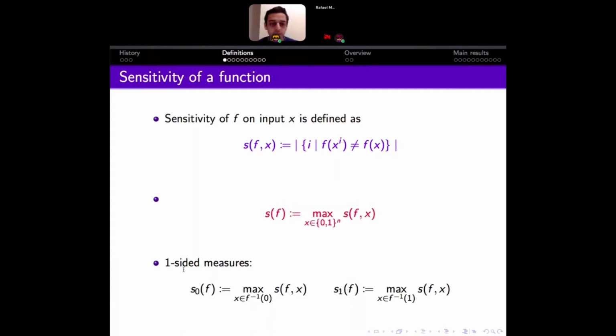And then we can also define one-sided measures. So zero sensitivity is defined as the max of sensitivity over inputs, where the maximum is taken only over the zero inputs. And similarly, we have the one sensitivity, where the max is taken over the one inputs.